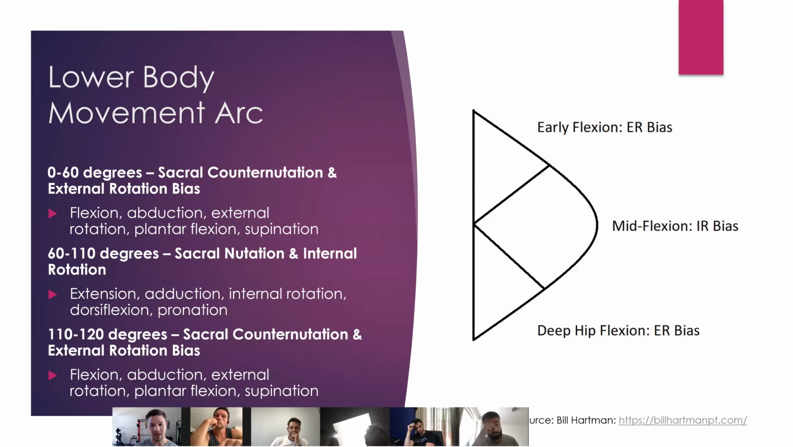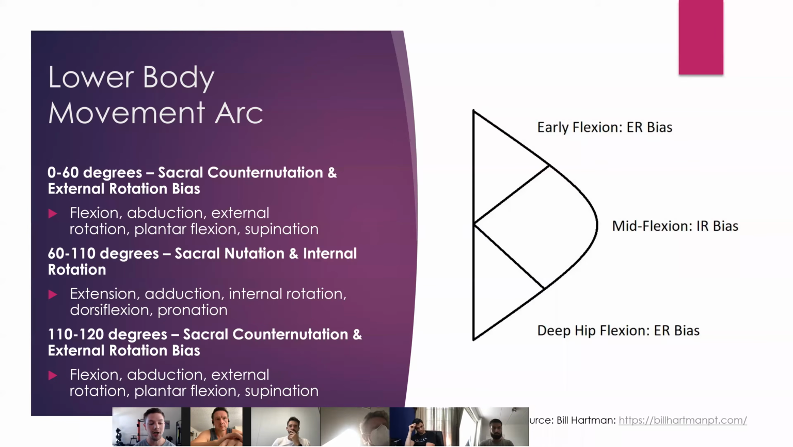So you can think of it like hip flexion. In early levels of hip flexion, that would be just me going down. Think about a squat, for example. Imagine a squat position, and this is going to help you visualize it quite well. From 0 to 60-ish degrees, you're going to be biased towards sacral counternutation and an external rotation bias. This is usually associated with flexion, abduction, external rotation. All these joint actions are usually paired together, as we've seen before.